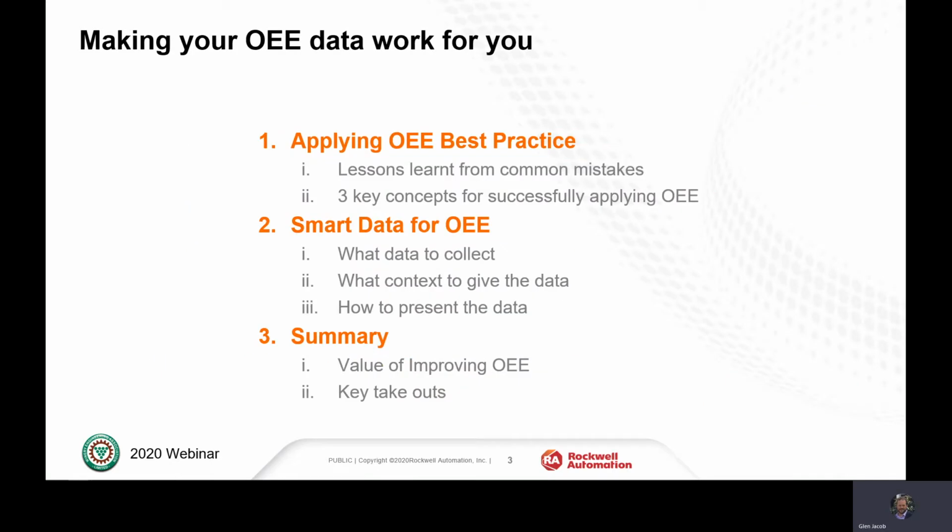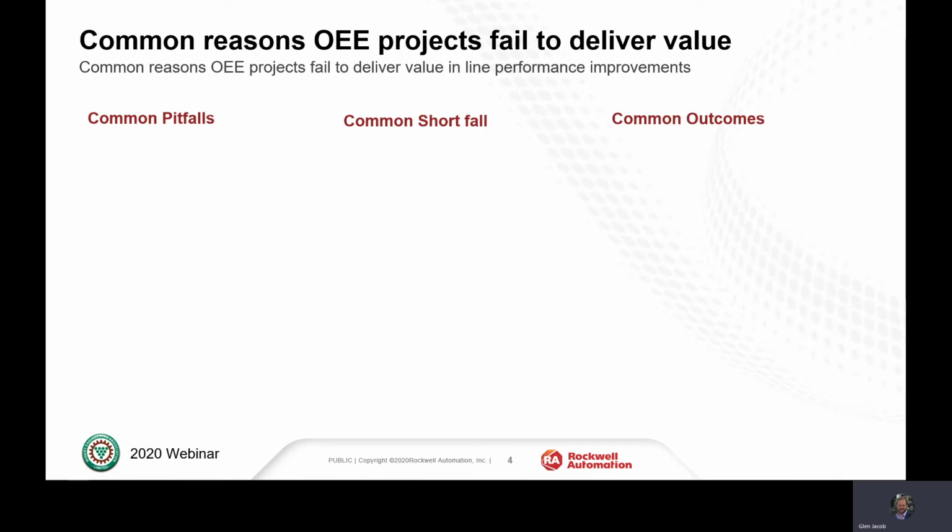So in the next 12 or so minutes, what I'll do is just touch on a couple of OEE best practices and the concept of smart data for OEE, what to collect, what context to give the data, and how to present it to the stakeholders. Then we'll just wrap up with a quick summary on the value of improving OEE and a couple of key takeouts. So just before I start talking about applying best practices, I'll just talk about a couple of shortcomings we've seen in applying OEE and OEE systems, whether they be some of these refer to manual and some refer to software or automated systems, and some a combination of both.